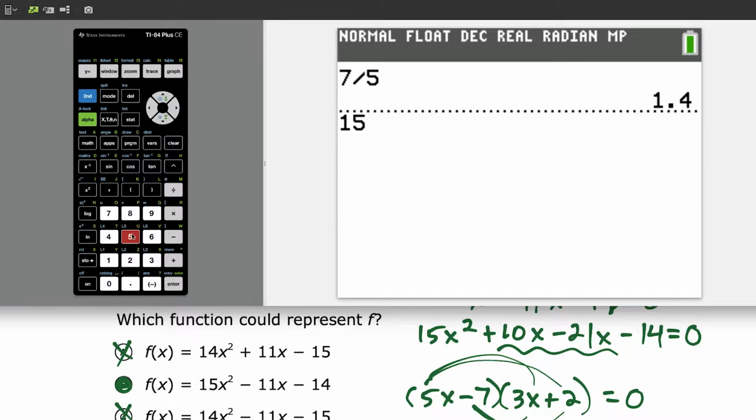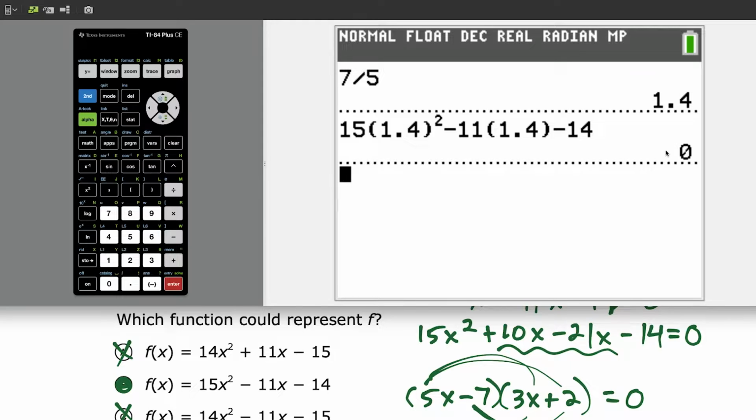Like I could do 15 times, and then I'm going to put 1.4 squared. And then we have minus 11x, but x we're going to claim is 1.4. And then minus 14 at the end. And this should give us 0 if we did this right, and it does.